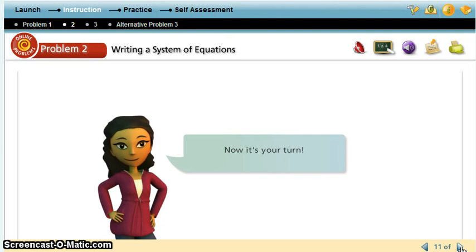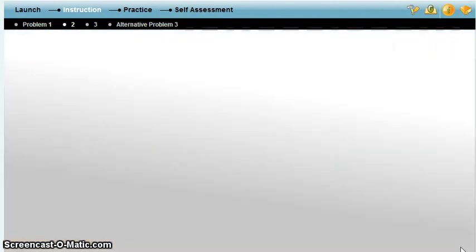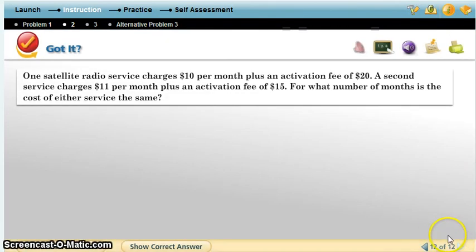Now it's your turn. I want you to try this Got It question. It's based on satellite radio service, and set it up the same way that they did with the alligators. Write out what your equation should look like, define your variables, and then actually start writing the equation. If you can write out in words each section of the equation, then actually writing the equation will be much easier. So pause the video, take a few minutes to work on this Got It question.